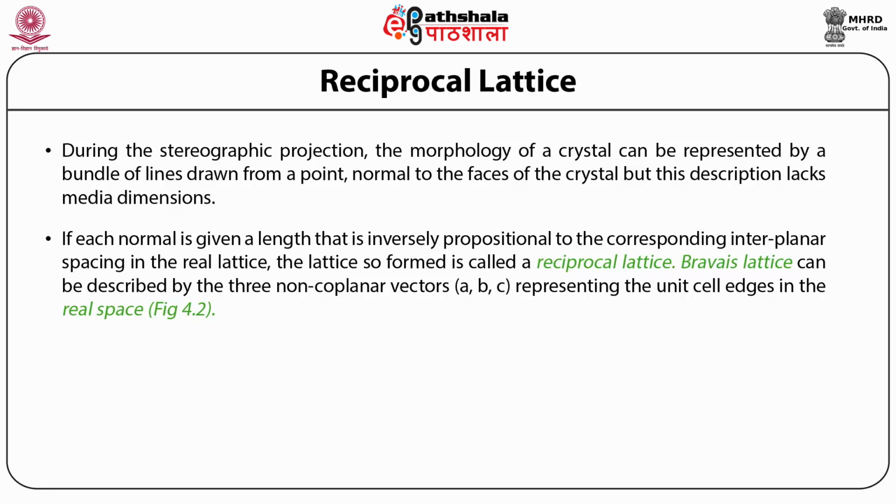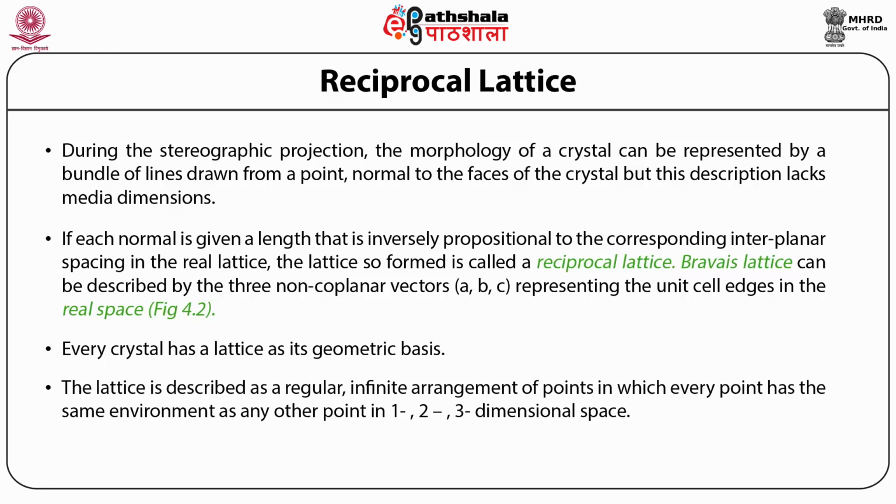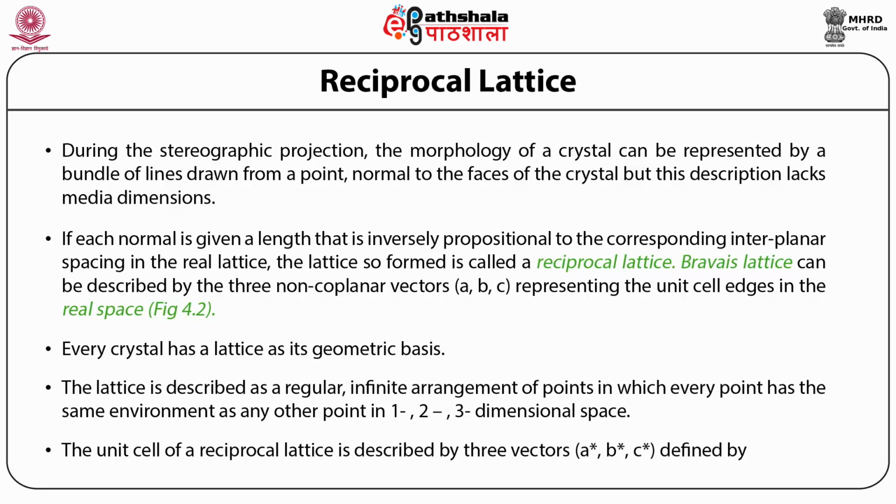A Bravais lattice can be described by three non-coplanar vectors A, B, C representing the unit cell edges in the real space, which is clearly shown in figure 4.2, which we will see later. Every crystal has a lattice as its geometric basis. The lattice is described as a regular, infinite arrangement of points in which every point has the same environment as any other point in 1, 2 and 3-dimensional space. The unit cell of a reciprocal space is described by three vectors A star, B star and C star.